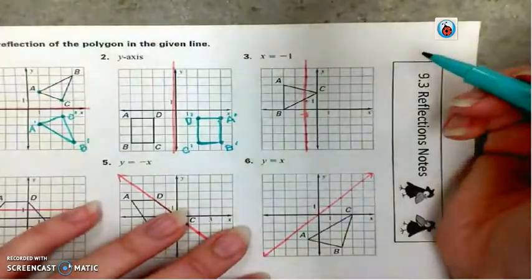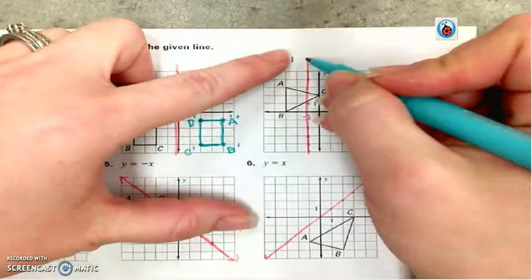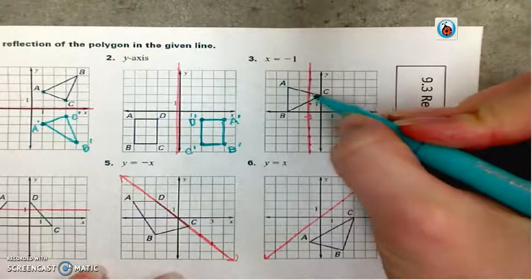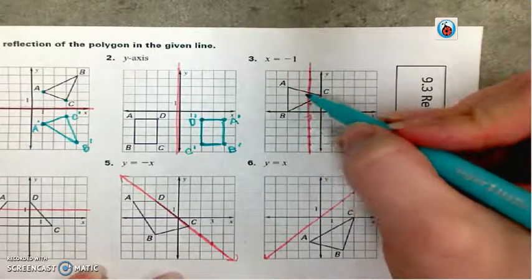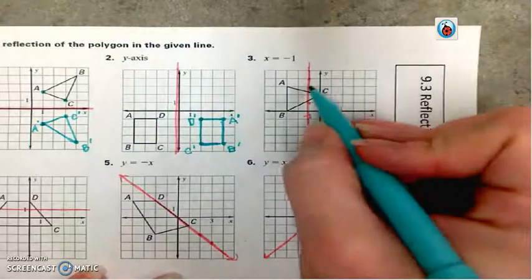Alright, let's get into a challenging one. Number 3. So can you imagine if you got paint on both sides of the line, how that would work? It's kind of like this little triangle here would reflect over on this side, and this chunk right here reflects over here. So you could go point by point.